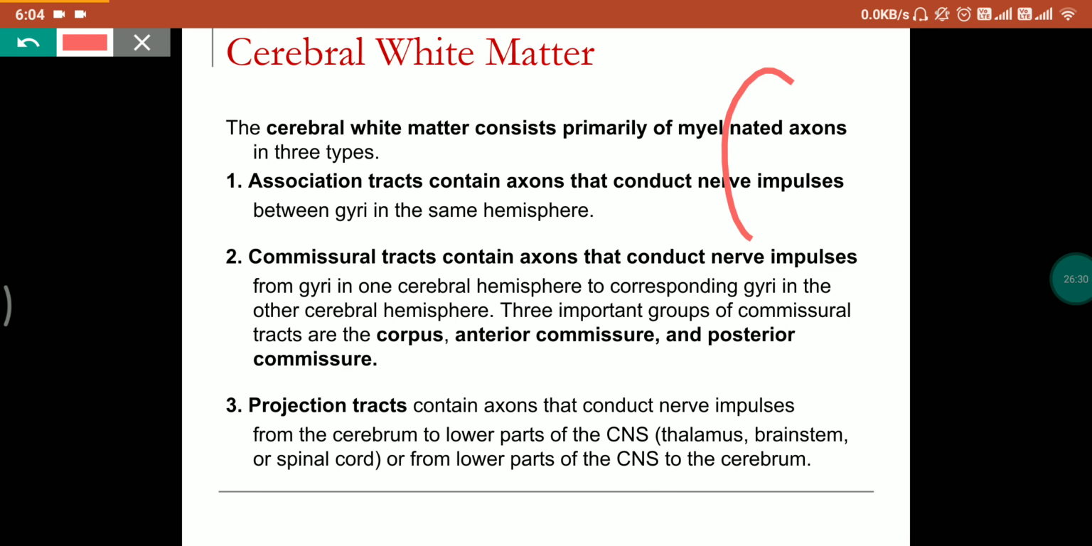So these are the two hemispheres. If they transmit impulses between neurons of the same hemisphere, they are called association tracts. Commissural tracts carry nerve impulses between the two hemispheres. These are all the commissural tracts, and the major tract is called the corpus callosum. Projection tracts are the tracts coming from both hemispheres going downwards. We call them projection tracts.